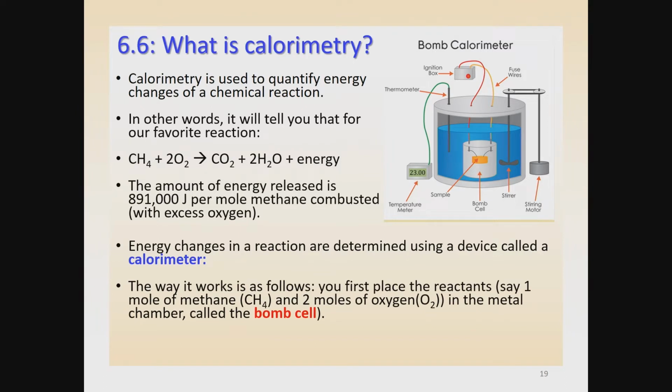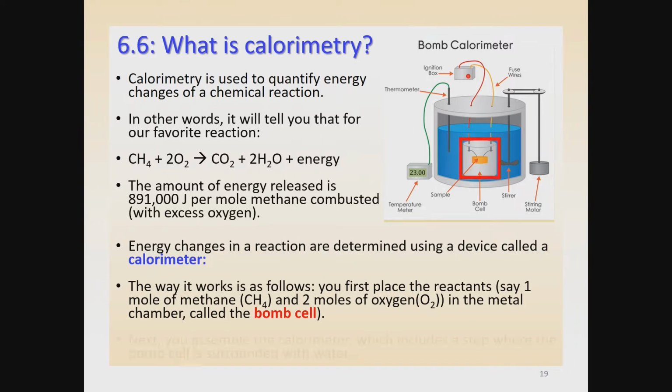So there on the top right we have a picture of a calorimeter. And what you can see is really this rather large can. And it has some instrumentation from the outside that is sticking into the can. You can see that the instrumentation is kind of sitting in some water. Now, within the water, you have a smaller can. The smaller can is where you carry out the chemical reaction, and that smaller can is called a bomb cell.